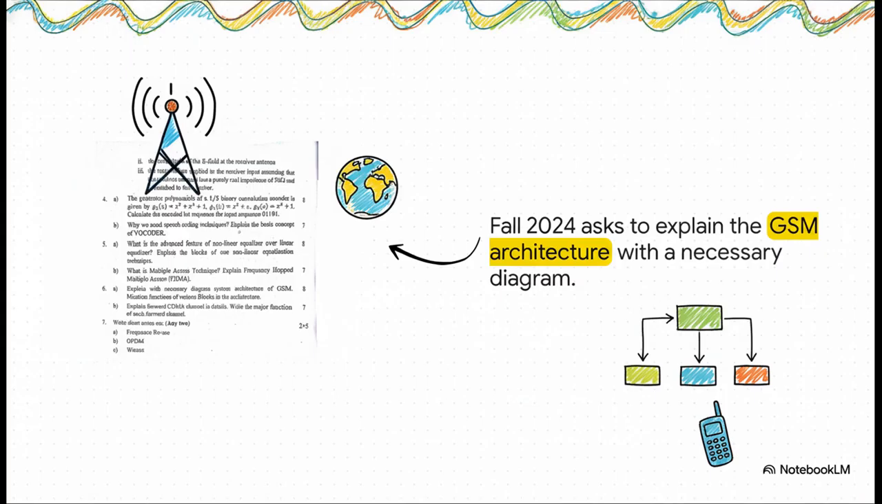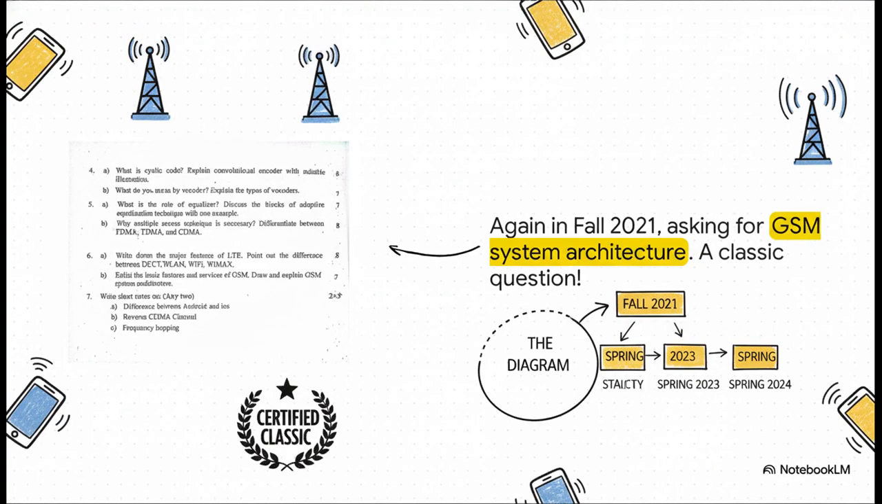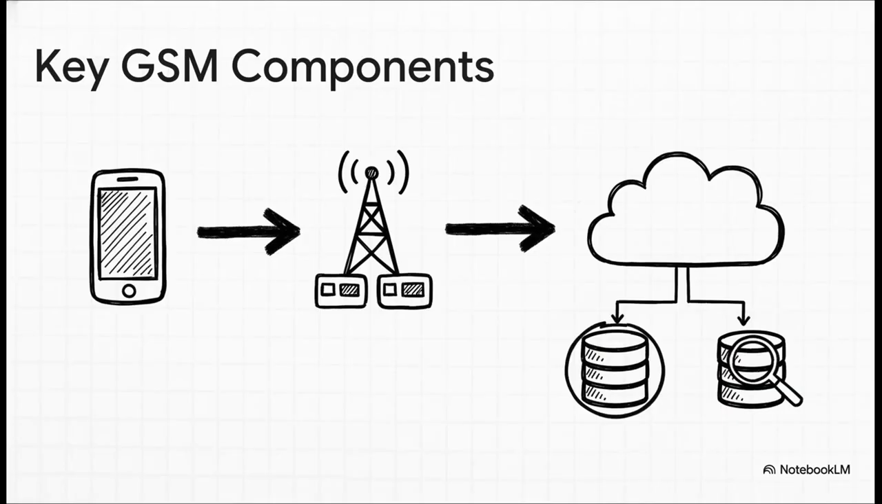That's not just a suggestion. That diagram is pretty much compulsory. You have to know it. Just in case you think that was a fluke, here it is again in fall 2021. This question shows up constantly. It's a certified classic. Seriously, if you only have time to memorize one diagram for this entire exam, make it this one, the GSM architecture. So what are the building blocks here?